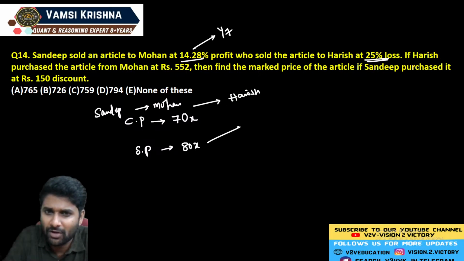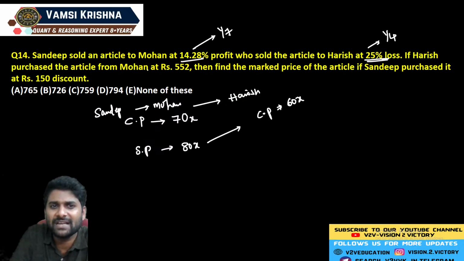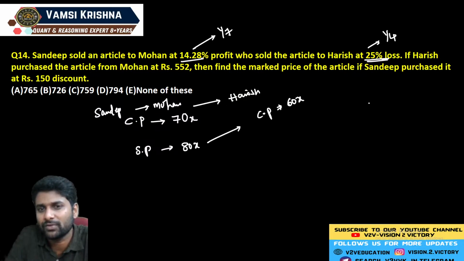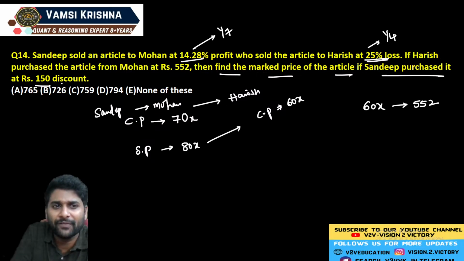Guys, a loss of 25% means the cost price of Harish is exactly equal to 60x. Why? Because 1/4 of the loss means 20 is lost, so the value is 60x. If Harish purchased the article at a cost of 552, then 60x is exactly equal to 552. Now the question: find the market price of the article if Sandeep purchased it at a 150 rupees discount.